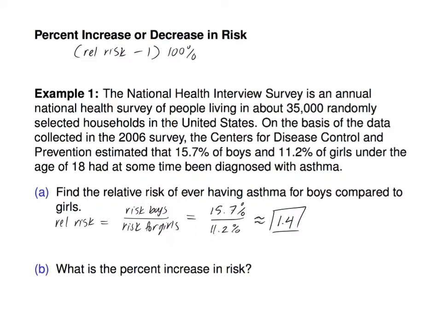So how do you think you'd see that in an article that somebody is writing about this? Fill in the blank. Boys are blank times more likely to have asthma than girls, or have ever had asthma. Have you seen stuff like that? Like, have you read stuff like that before? Probably.